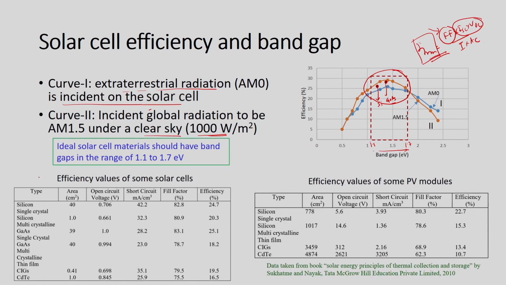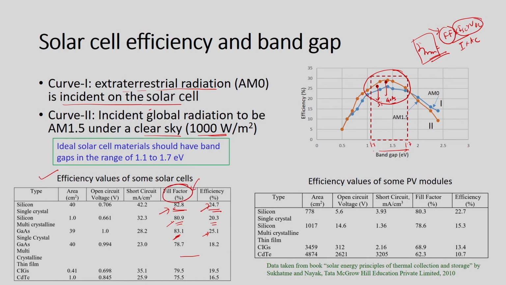So, this table shows the variation of efficiency with different solar cell materials. As you can see very precisely, there is a relationship between fill factor and efficiency. When the fill factor is more, efficiency is very high. So, the fill factor plays a very important role in enhancing the efficiency of a solar cell.